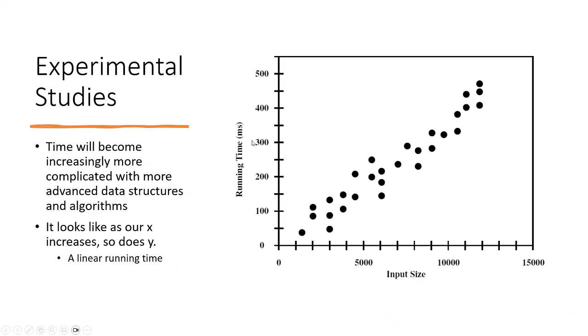Cool. So what we're going to be looking at with running time is that as we go through our algorithms, time will become increasingly more complicated with more advanced data structures and algorithms. But in general, if we have the running time of an algorithm that's doing something, let's just say it's reading out a list of people enrolled in a course, the more people in the course that you have, the longer it's going to take to read through it. Okay. This just makes sense in any aspect. If you have pieces of paper and you have more pieces of paper, it's going to take you longer to go through them.